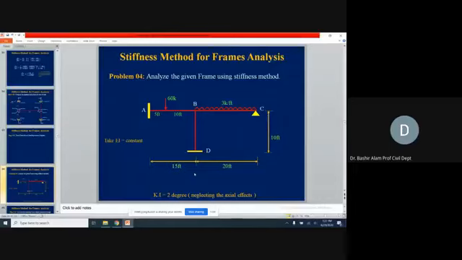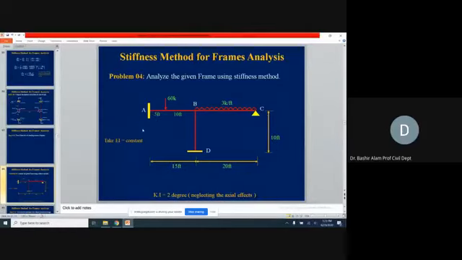A, B, C, D, we have a frame. AB, at A we have a fixed support. B is a joint connecting 3 members, and it's a rigid joint. BC is carrying a UDL of 3 kip per foot. At C we have a hinge support. The BD member does not carry any load, I mean horizontal load, but at D we have a fixed support. The AB member is 15 feet. The BC member is 20 feet, and the vertical is 10 feet.